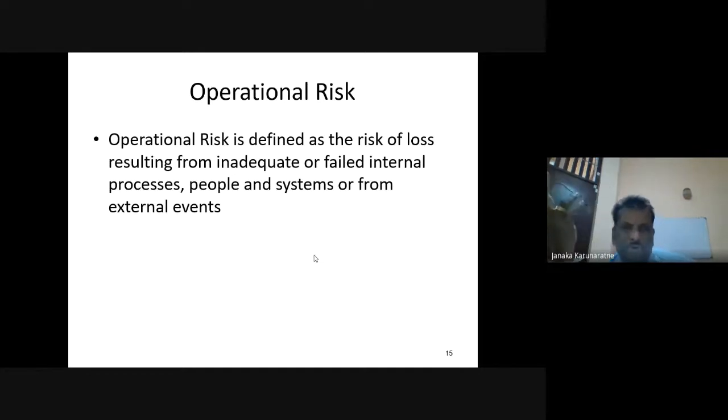So when you look at operational risk, the definition again is important. Operational risk is defined as the risk of loss resulting from inadequate or failed internal processes, people and systems, or from external events.